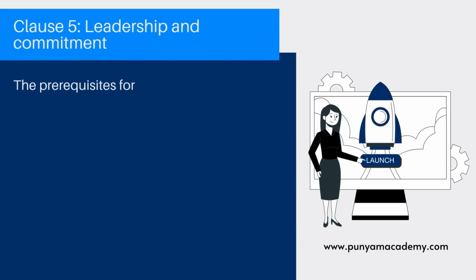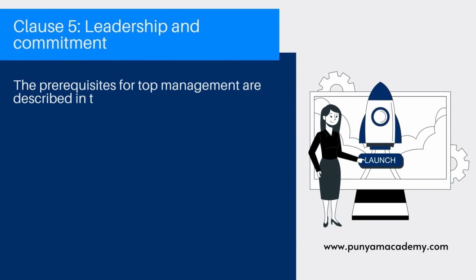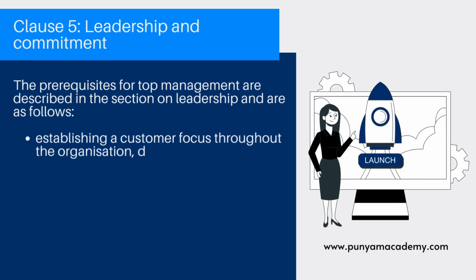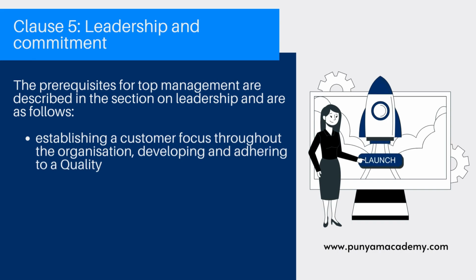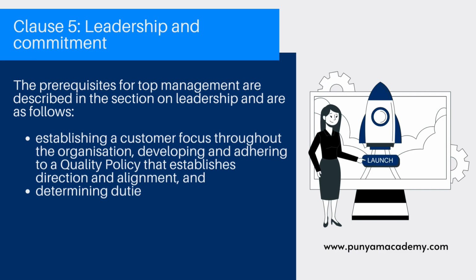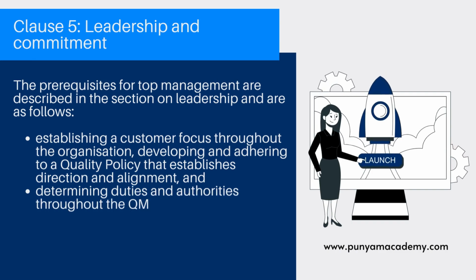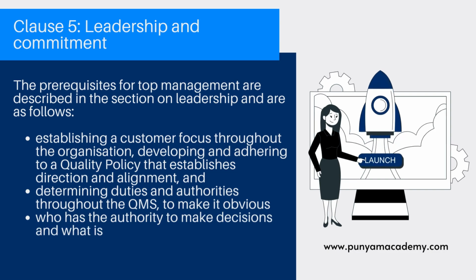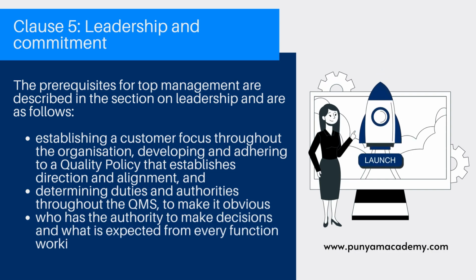Clause 5, Leadership and Commitment. The prerequisites for top management are described in the section on leadership and are as follows. Establishing a customer focus throughout the organization, developing and adhering to a quality policy that establishes direction and alignment, and determining duties and authorities throughout the QMS, to make it obvious who has the authority to make decisions and what is expected from every function working in the system.